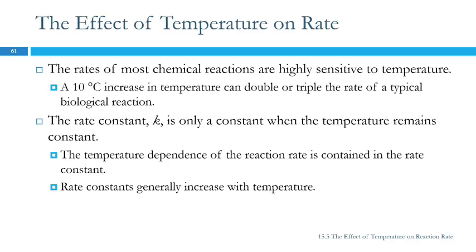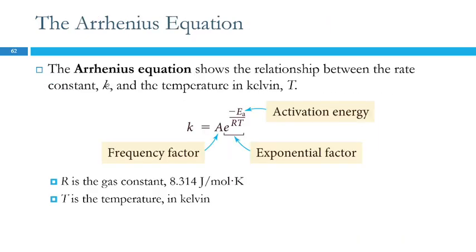So the temperature dependence of the rate is due to the temperature dependence of the rate constant. And that's what we're going to look at today. This is known as the Arrhenius equation. This shows the relationship between the rate constant and the temperature.